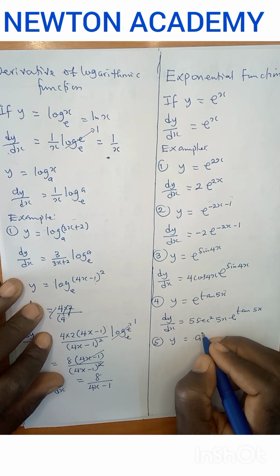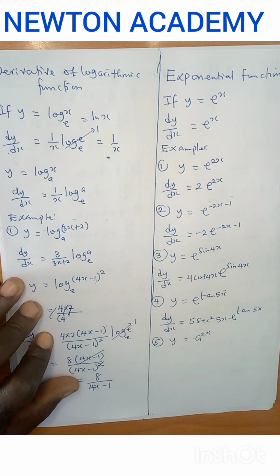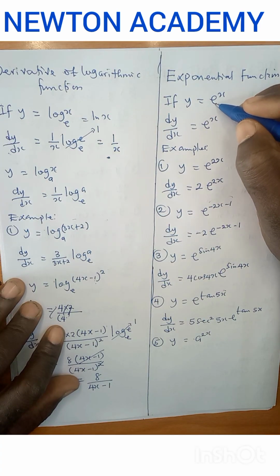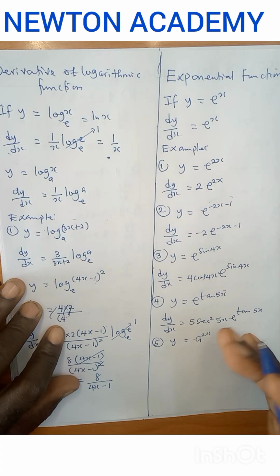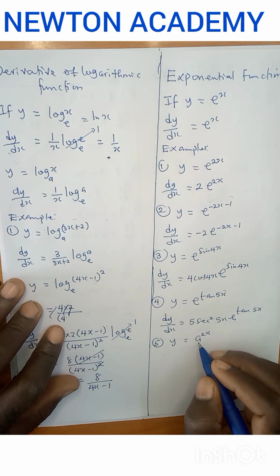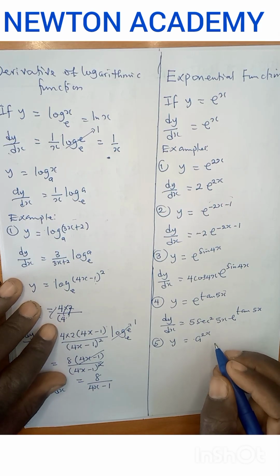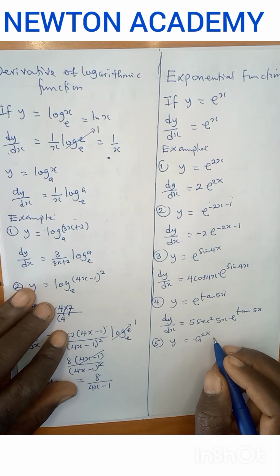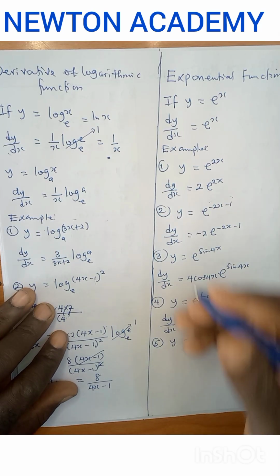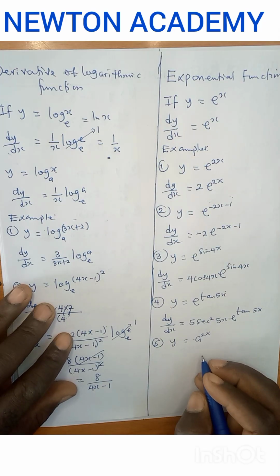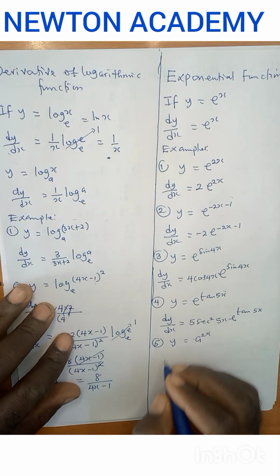Then let us take a look at the fifth one. If you have y is equal to a raised to power 2x. The one we have been teaching is e raised to power something, but this one is not e, but a raised to power something. The approach we are going to use will be different from this one. What we do is we take log of both sides.